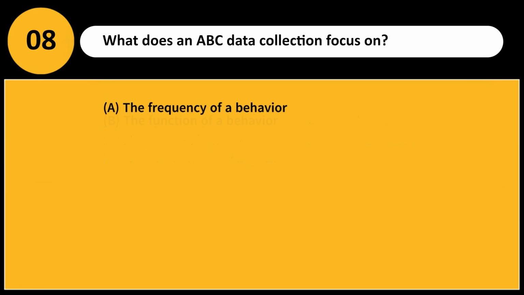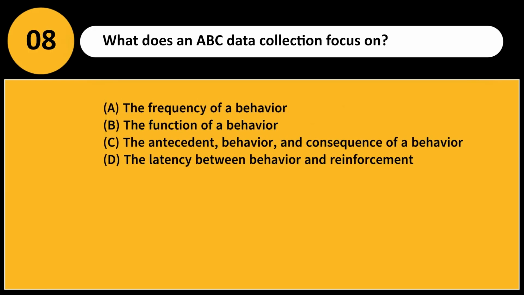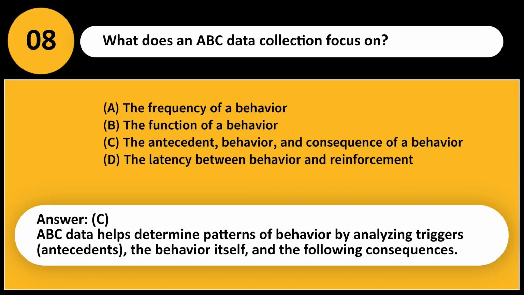What does an ABC data collection focus on? A. The frequency of a behavior. B. The function of a behavior. C. The antecedent, behavior, and consequence of a behavior. D. The latency between behavior and reinforcement. Answer C. ABC data helps determine patterns of behavior by analyzing triggers, antecedents, the behavior itself, and the following consequences.